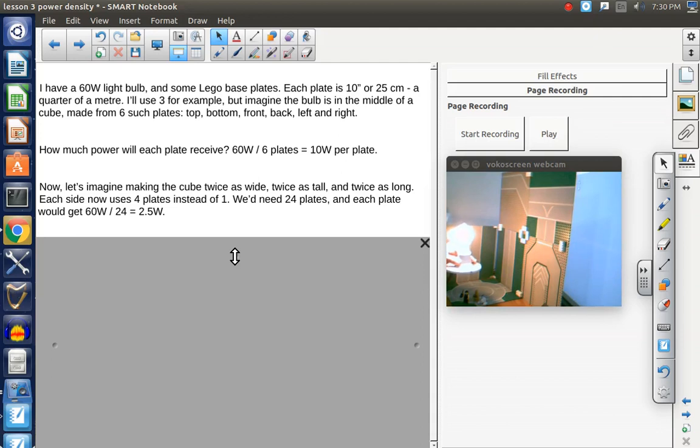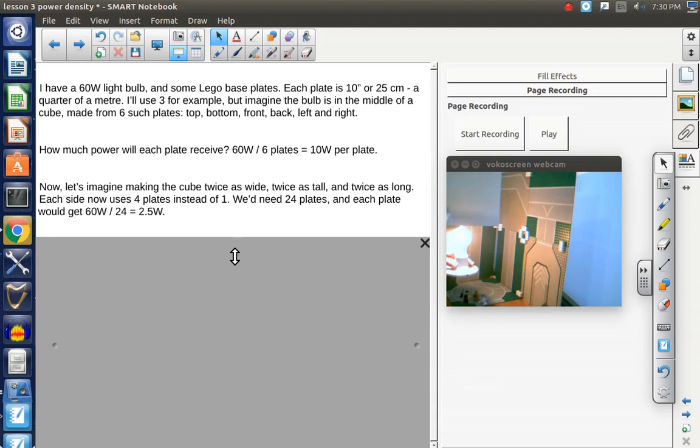I don't have all the plates I need. I don't have 24 plates. But the general idea here now is, you can see the light shining on each of the plates, and it's not quite as intense. In fact, this is where the math comes in. We'll start building the math up here.